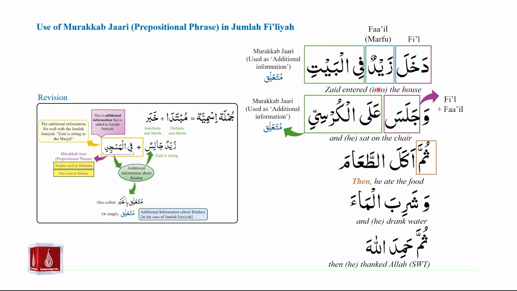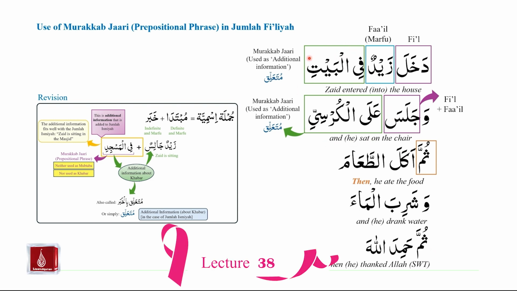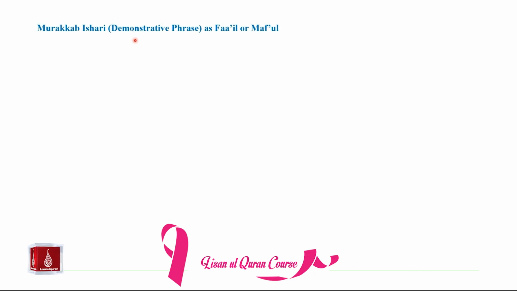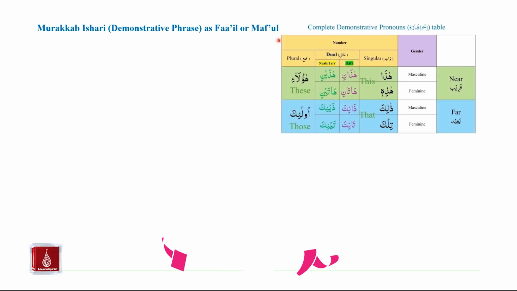To summarize, using this example, we can see the use of murakkab jari as muta'alliq in jumla fi'liya, similar to how muta'alliq or additional information was used with jumla ismiya. Next, we will use murakkab ishari or demonstrative phrase as fa'il or maf'ul. First of all, we will revise the demonstrative pronouns or asma'i ishara that we previously studied.